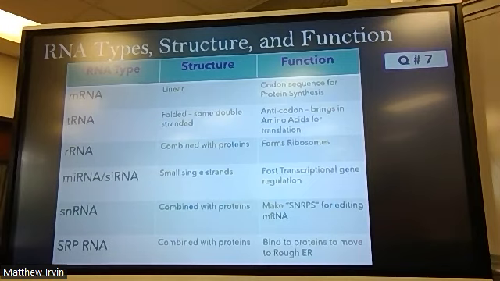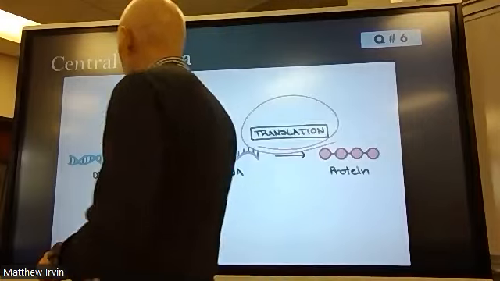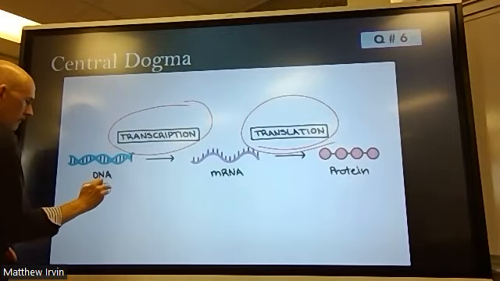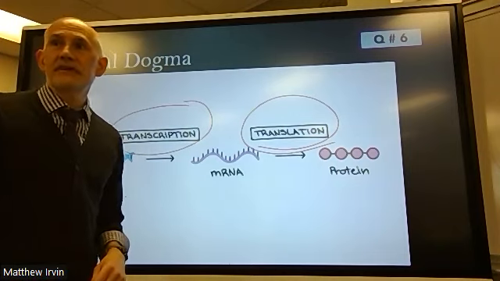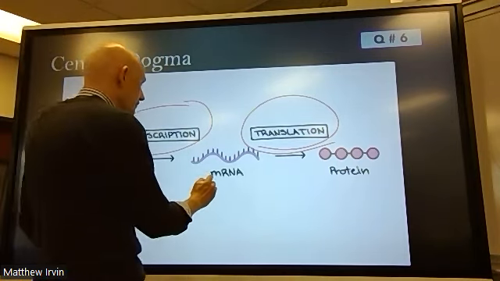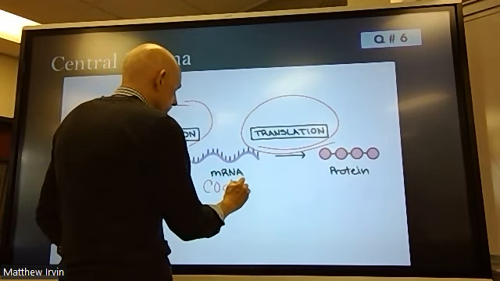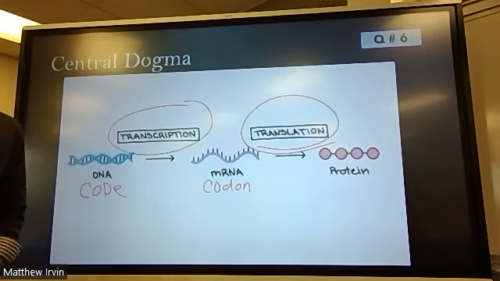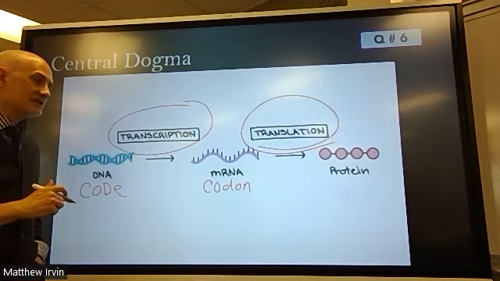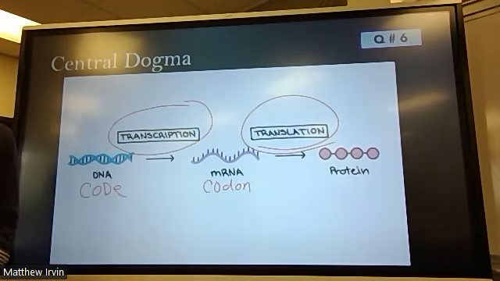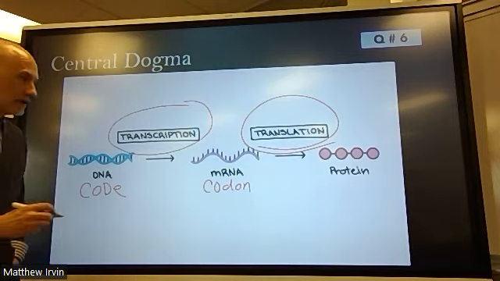The question says to explain in terms of code, codon, and anti-codon. Excellent question. So DNA is our code that is copied into the RNA. And so every 3 letters of the RNA is the codon. And what matches to the codon? And what is the anticodon? It's the tRNA.